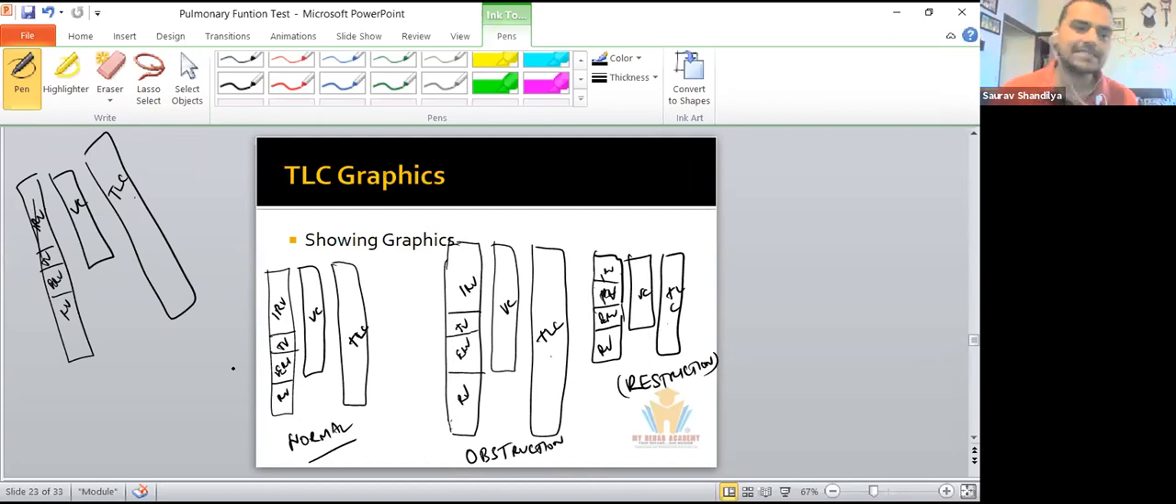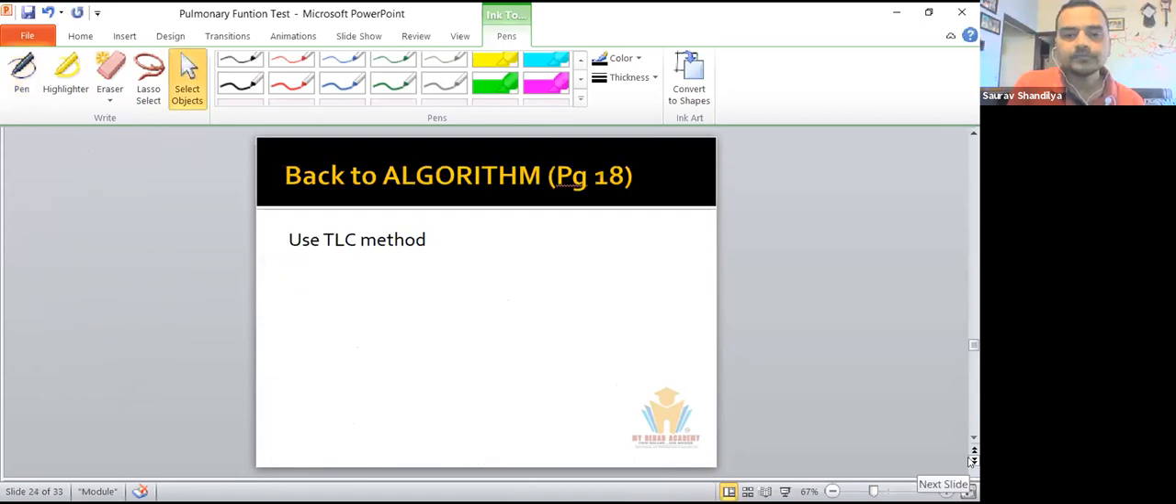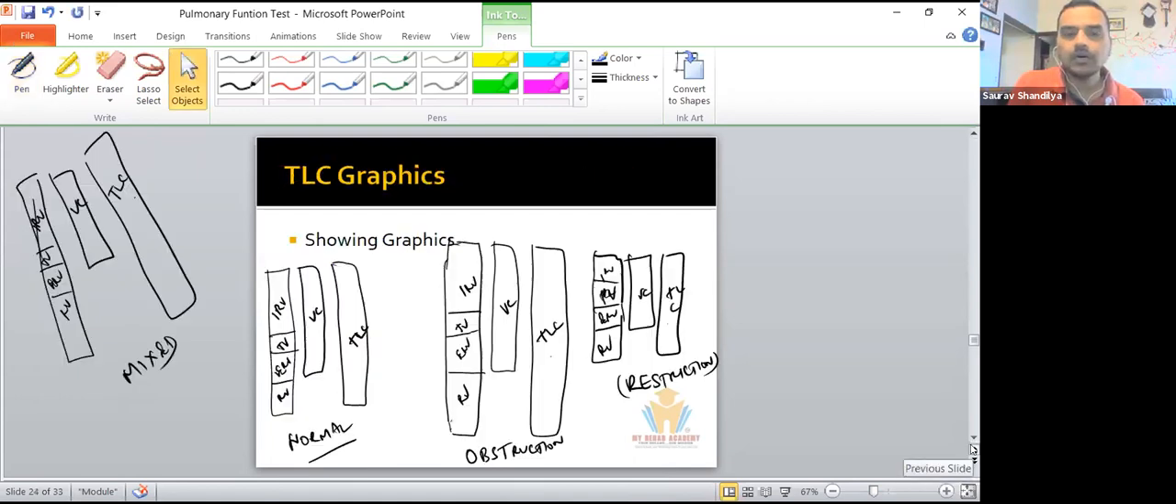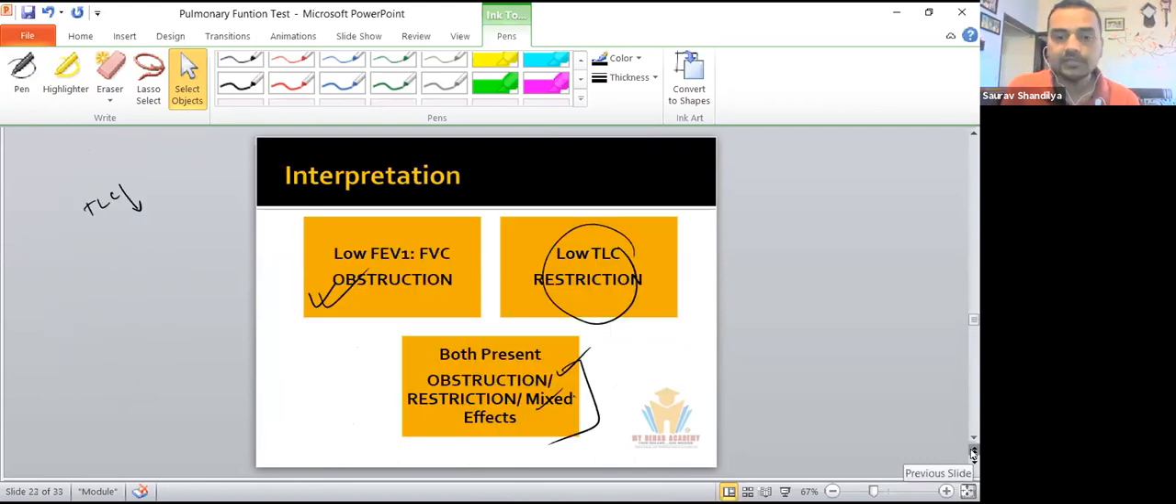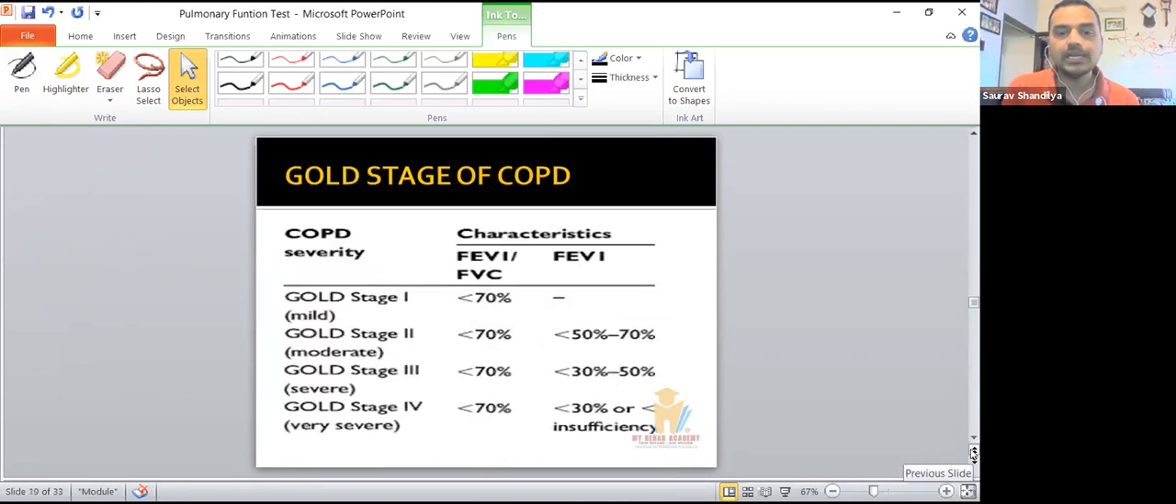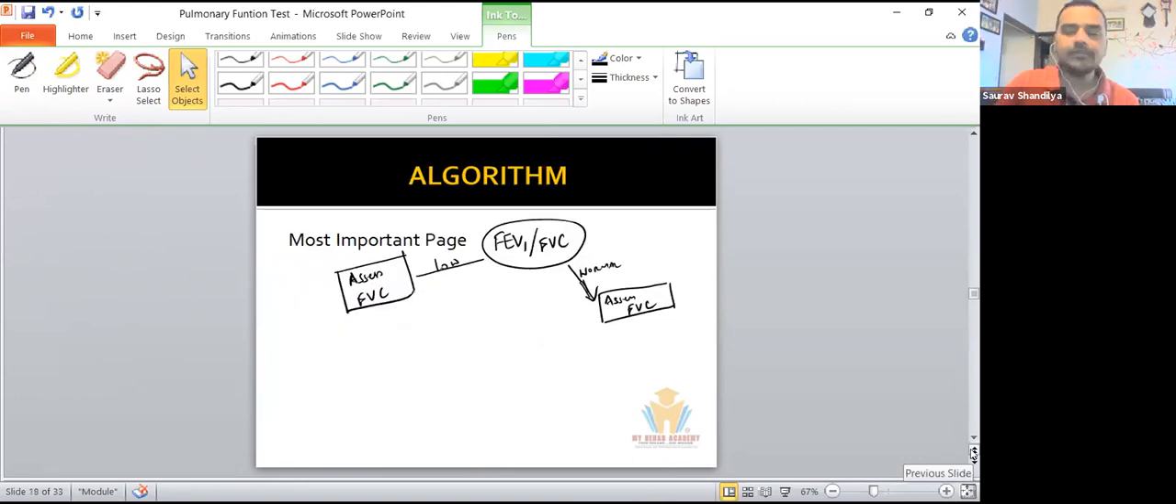Restriction, TLC is less, but this could be the mixed condition, okay? So in that case, we'll have a total lung capacity, very, very important to understand. Okay. So I say always, once you have this problem, what to do? FEV1 to FVC ratio, then we have to go back to page number 18 again, and we have to see our algorithm, what actually we were left off. Okay. So FEV1 to FVC ratio, if it is low, then what did we do?